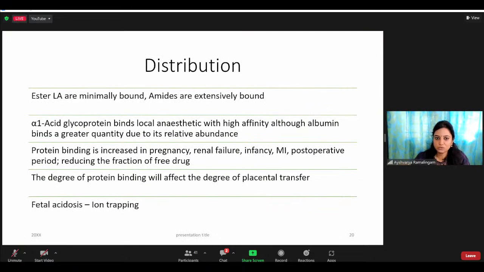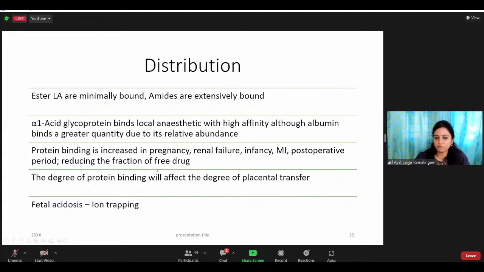Coming to distribution, ester local anesthetics are very minimally bound because they are rapidly hydrolyzed, and amides are extensively bound. They are mostly bound to the alpha-1 acid glycoprotein, with a high affinity to albumin also. And protein binding is increased in pregnancy. It is increased in renal failure, infancy, myocardial infarction, and the post-operative states, which reduces the fraction of free drug available. The degree of protein binding will affect the degree of placental transfer also.